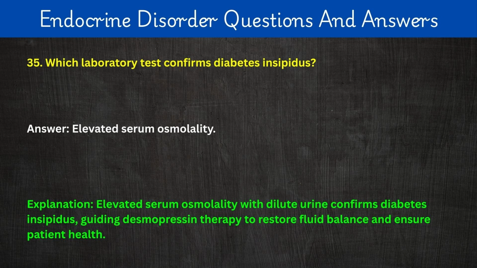35. Which laboratory test confirms diabetes insipidus? Answer: elevated serum osmolality. Explanation: elevated serum osmolality with dilute urine confirms diabetes insipidus, guiding desmopressin therapy to restore fluid balance and ensure patient health.